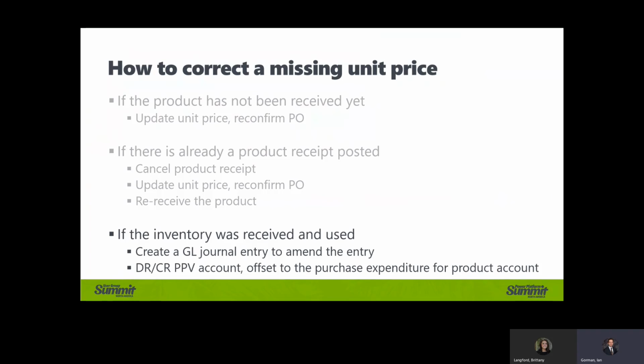Moving on, if the inventory was received and used, then if you would like to correct your purchase price variance entry, you must create a GL journal entry to amend the initial entry from the PPV calculation. So you would either debit or credit your purchase price variance account to offset the purchase expenditure for product account.